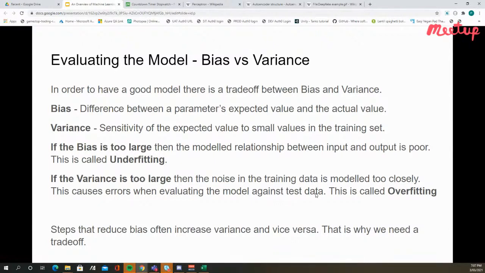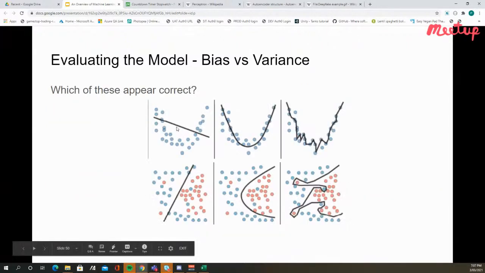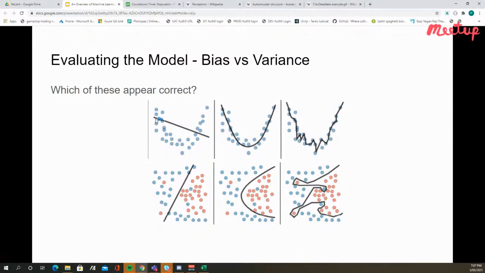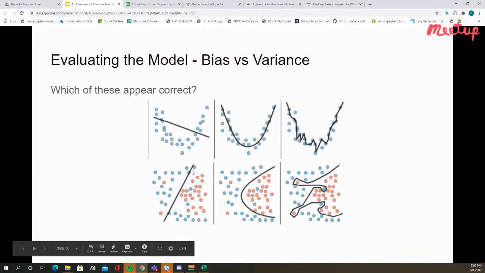Bias is the difference between a parameter's expected value and its actual value. So if you look here, something like this for regression has a very, very high bias. The expected value is the line of the graph, and the actual value looks nothing like it. Same here. You've tried to linearly fit a straight line in a classification model, and there are loads of things in the wrong classification. So this should be red. There are loads of blues. So that's quite a high error.